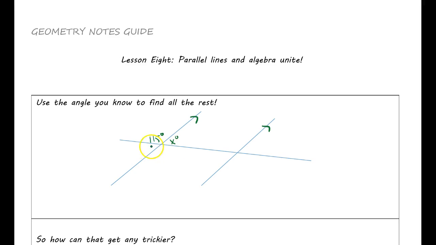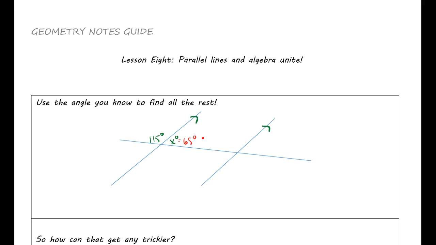hopefully you see that this right here is a straight line, and in a straight line these two are supplementary. You could either call them a linear pair or supplementary, but they equal up to 180 when you add them. So all you would have to do is subtract, and if you do that you would know that this one just equals 65.